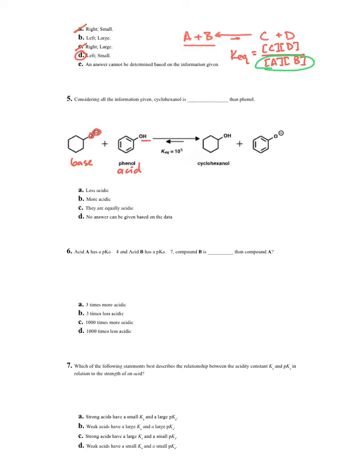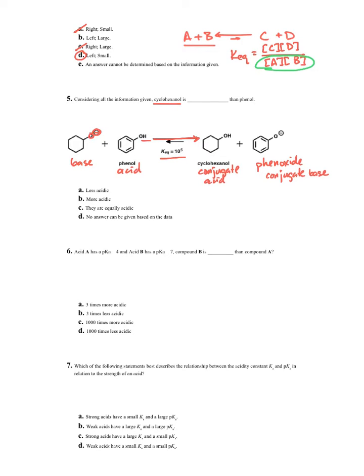So we have cyclohexanol, which is the conjugate acid, and then phenoxide, which is the conjugate base. And it's telling us that the Keq for this is 10 to the 5. That is a big number. And notice this arrow is pointing to the right. So it's saying cyclohexanol is blank than phenol. Is it less acidic, more acidic, or equally acidic, or no answer could be given?